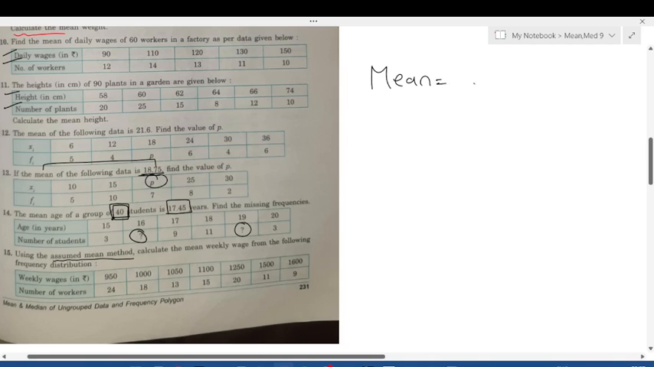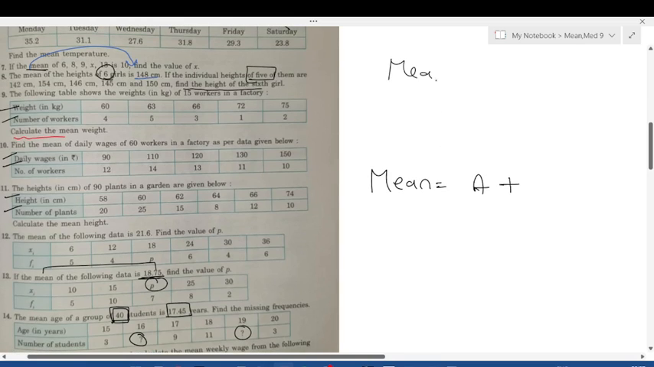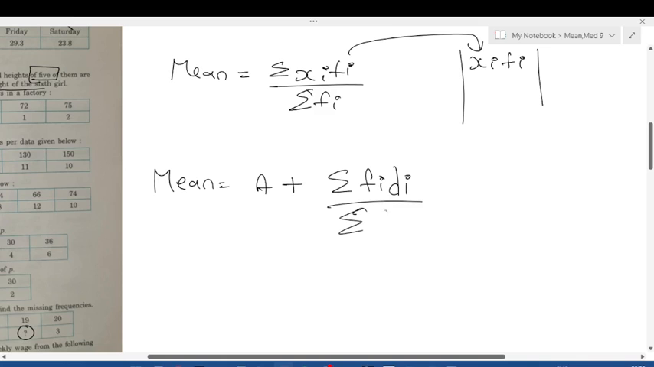Mean is equals to A plus. What's the formula for direct method? All of you will unmute and answer. What's the formula for direct method? Divided by Fi. And how many columns did we draw extra? Only one column, right? That is Xi into Fi for this calculation. Now, for assumed mean method, A plus summation of Fi di divided by summation of Fi. I'll tell you what this A stands for. And what is di?